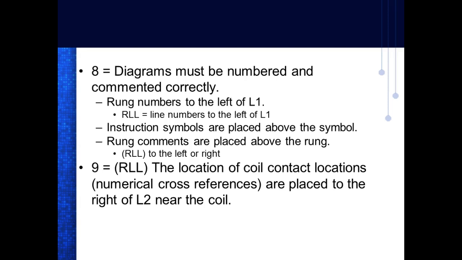Location of coil contacts, and this is only true for what? Relay logic. So one of the advantages we get in relay logic is that it's got those numerical cross-reference numbers, and what do those do? It shows you where each contact is, right? So we can follow it real easy.